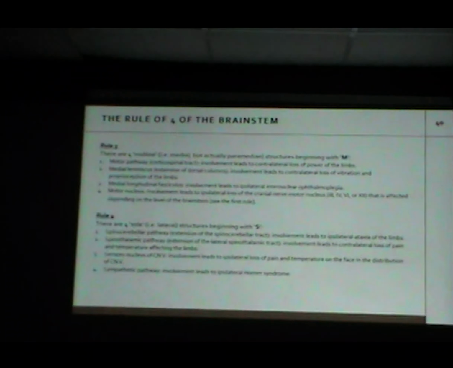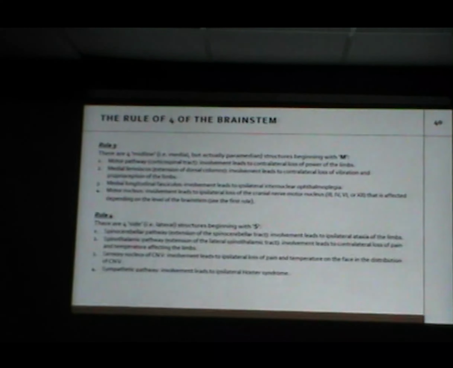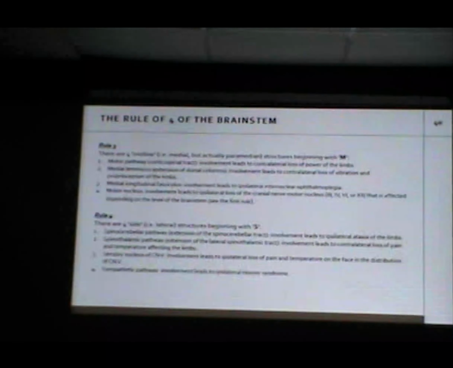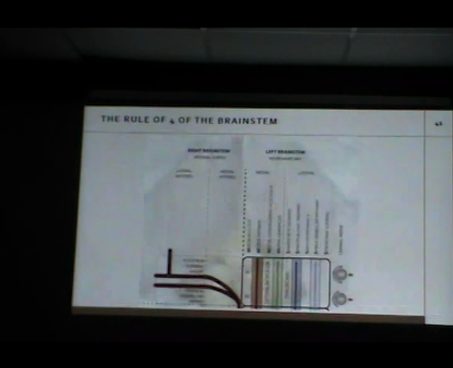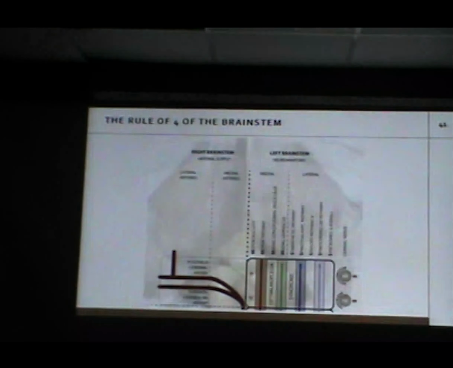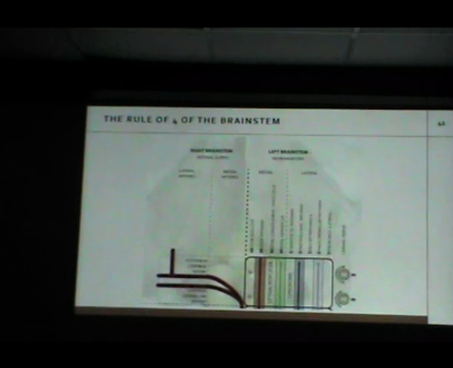Rule number 3 says that there are 4 midline structures beginning with M, which are the motor pathway, corticospinal tract, medial lemniscus, medial longitudinal fasciculus, and motor nuclei of the cranial nerves. Number 4 states the 4 lateral structures beginning with S, which are spinocerebellar, spinothalamic, sympathetic pathway, and sensory nuclei of the cranial nerves. Here is a diagram showing the rule of 4. That's why we can understand the location of the lesion according to symptomatology and vice versa.